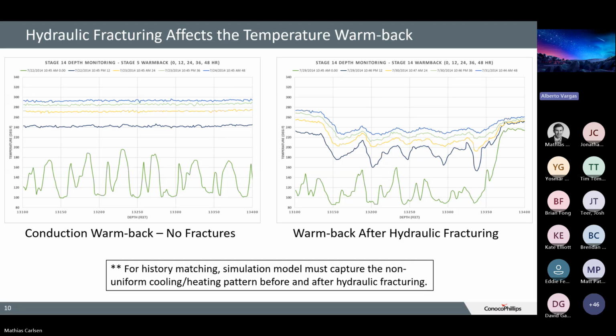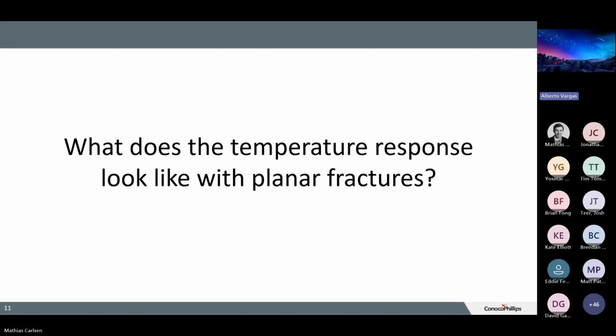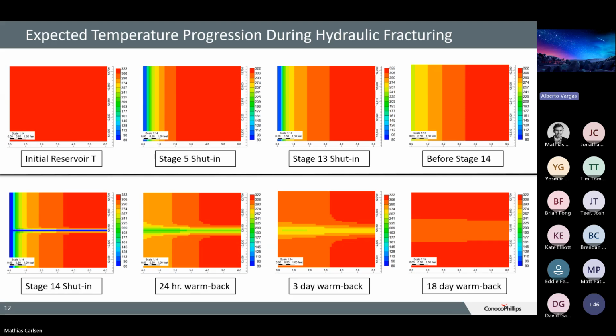So for history matching and simulation modeling, we have to capture these effects of that cool down to be able to try to interpret what those fractures look like. So what does the temperature response look like for a single planar fracture? We started simple.